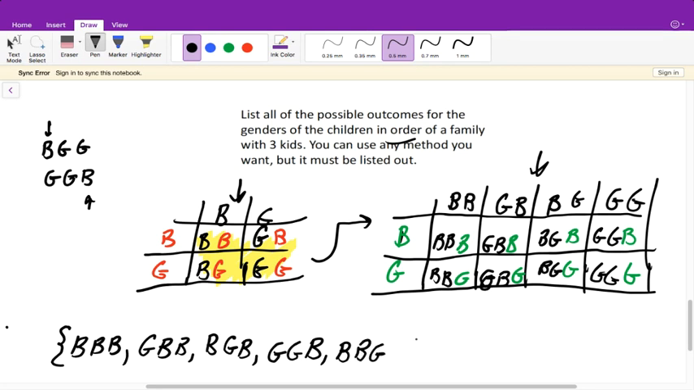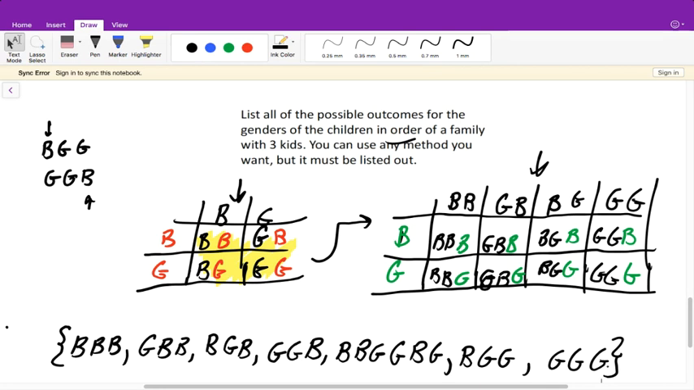All I care about is that you get this answer. You can just straight up list it right away. You can use the 2D diagram like we did here, or you can use a tree.